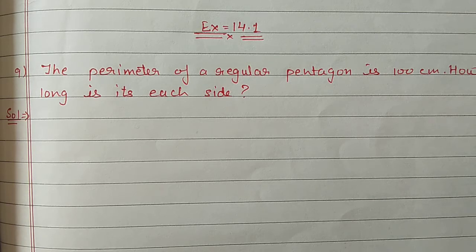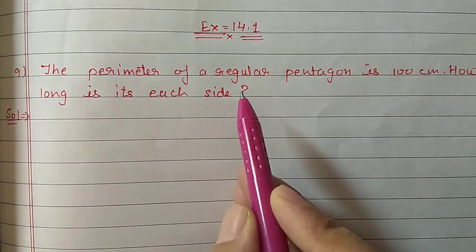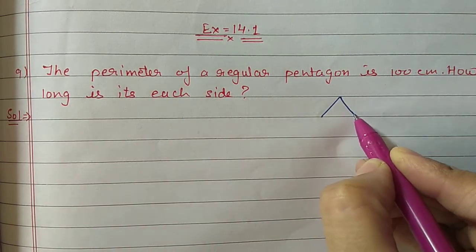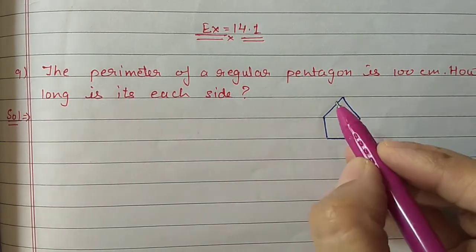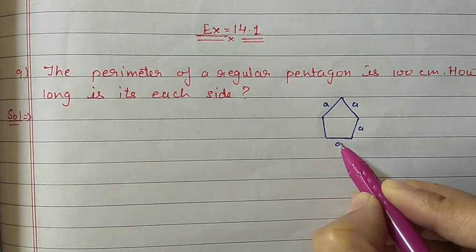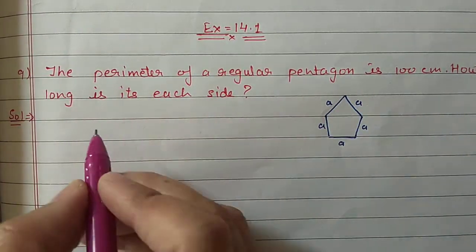The perimeter of a regular pentagon is 100 centimeter. How long is each side? Here the word regular is mentioned. It means all the sides are equal. Pentagon means it has 5 sides, and regular means all 5 sides are equal. So if we take each side as A, then the perimeter is given as 100 centimeter.